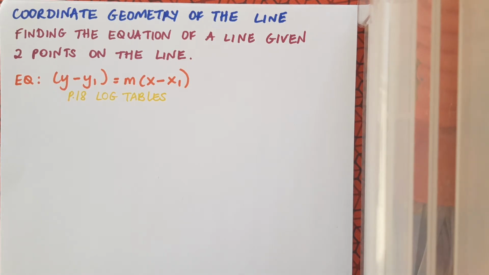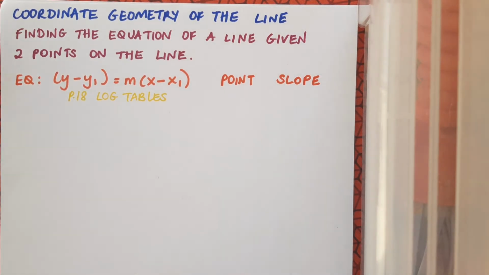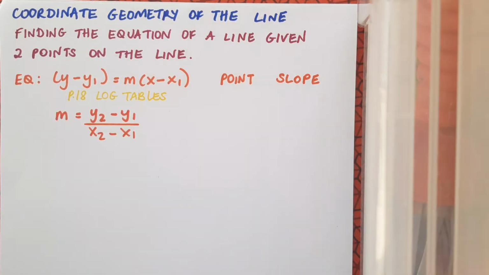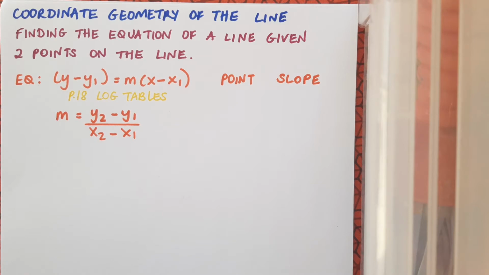To complete this formula, we need to know two pieces of information. We need a point on the line and we need the line slope. So in this type of question that we're going to be looking at, we're not going to be given the slope. Instead, we'll be given 2 points. But of course, if we know 2 points, we'll be able to find the slope of the line. And again, we have a formula for this from page 18 of the log tables, which is m equals y2 minus y1 over x2 minus x1.